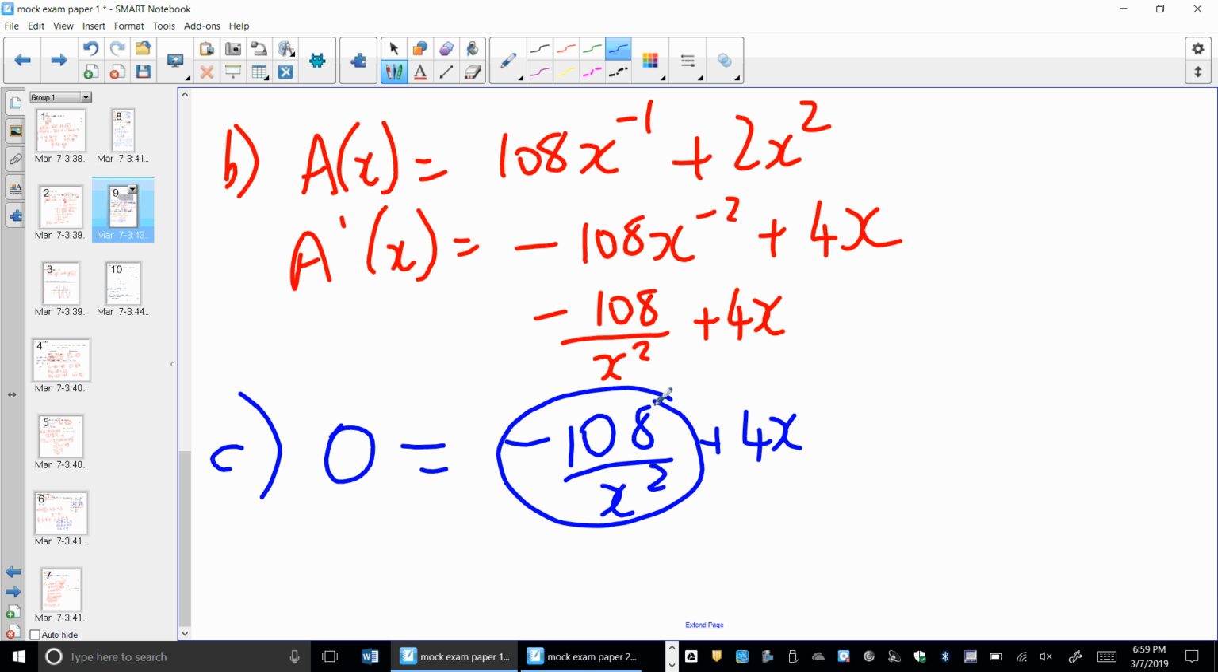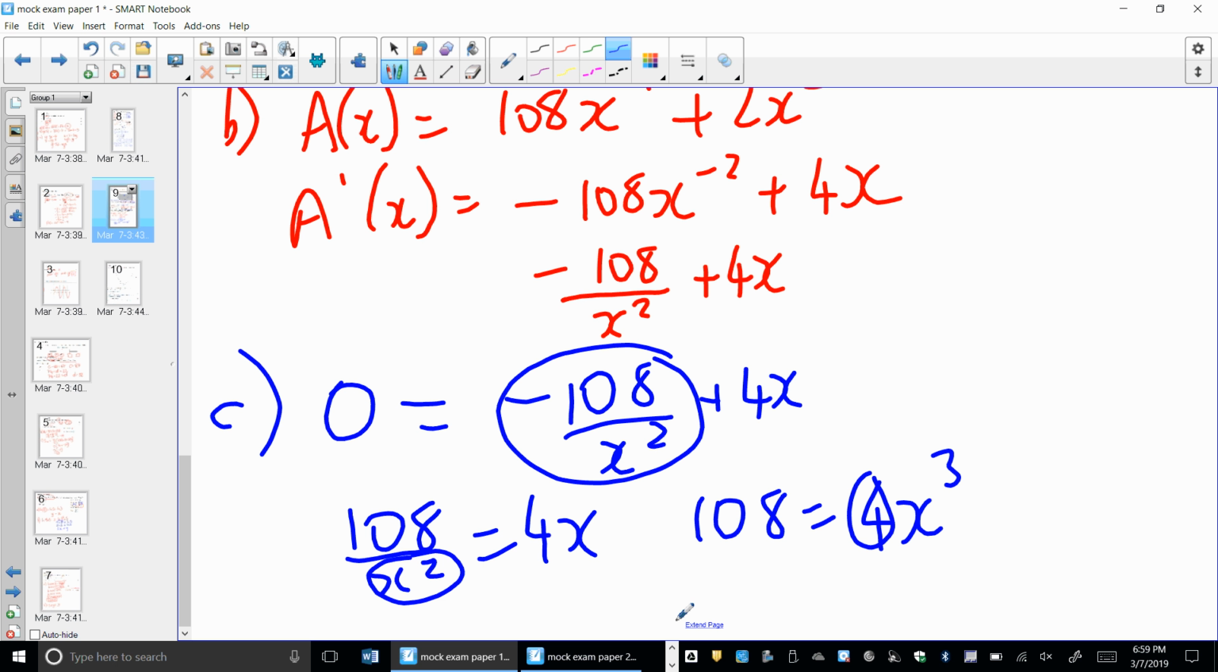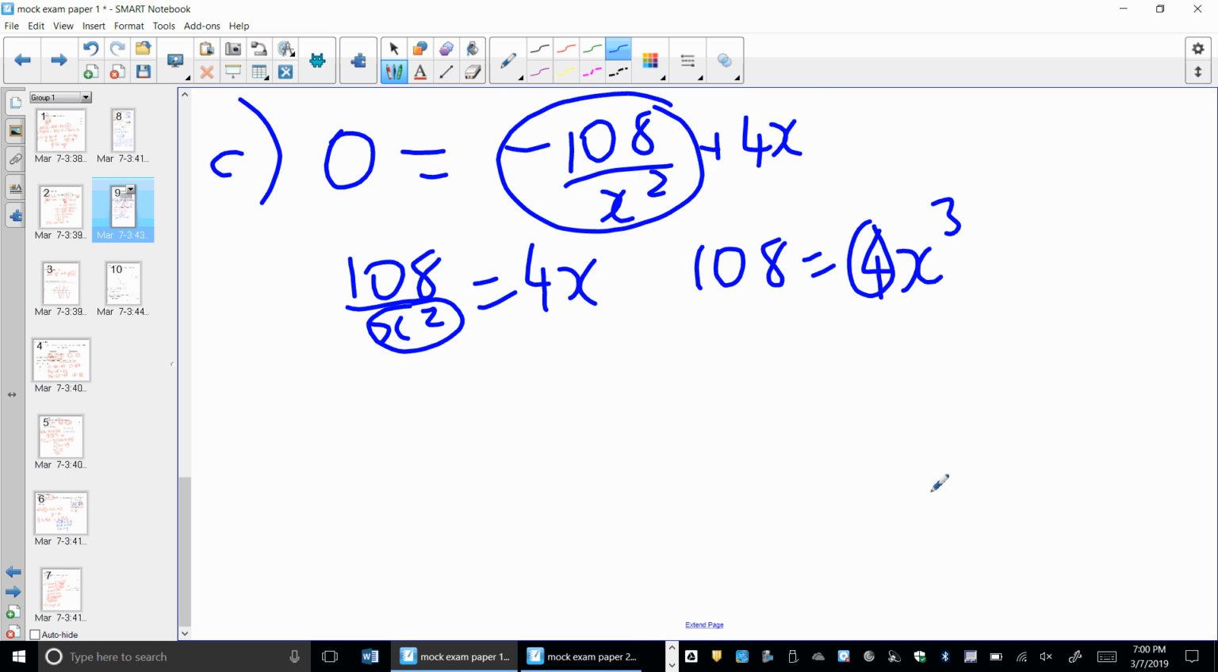This is negative, so we don't like that. We're going to add that to both sides. So we get 108 over x squared equals 4x. x is on the bottom, which isn't useful, so we multiply both sides by x squared. So we get 108 equals 4x cubed. Deal with this 4. So it's 108 over 4 equals x cubed.